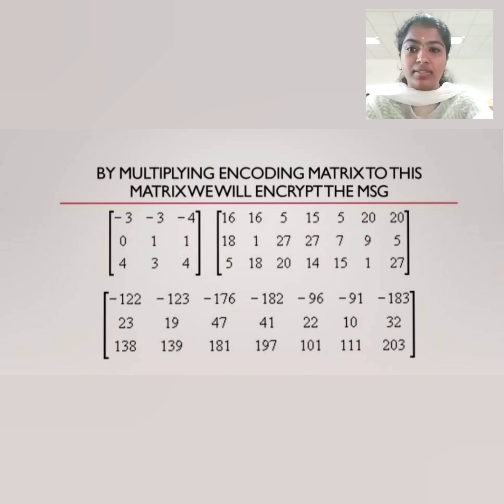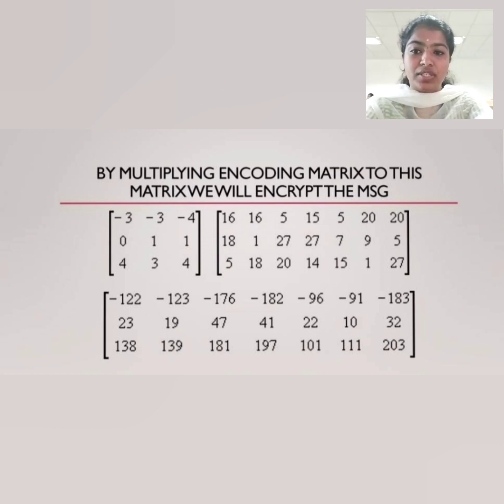Here the 3 by 3 encoding matrix contains minus 3, minus 3, minus 4, 0, 1, 1 and 4, 3, 4. And here the message matrix is 16, 16, 5, 15, 5, 20, 20, 18, 1, 27, 27, 7, 9, 15, 5, 18, 20, 14, 15, 1 and 27. We can solve this by multiplying minus 3 into 16 plus minus 3 into 18 plus minus 4 into 5. We get minus 122.